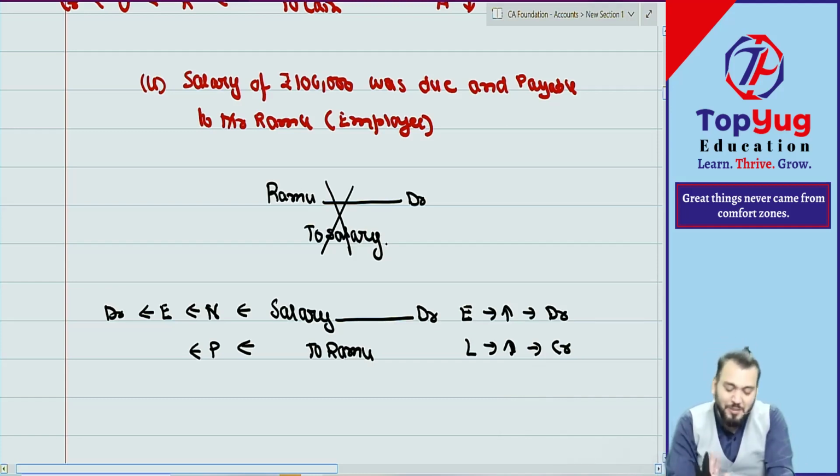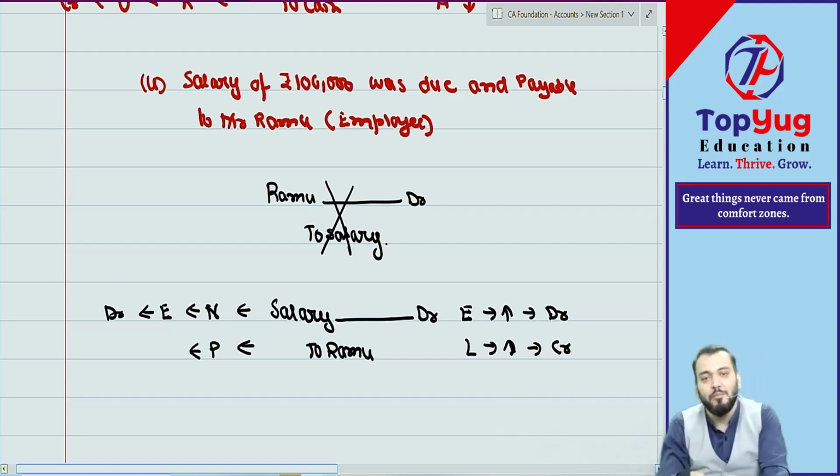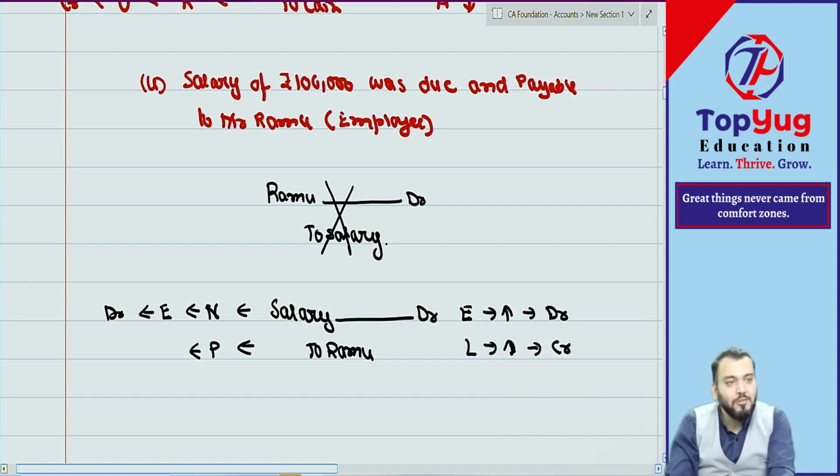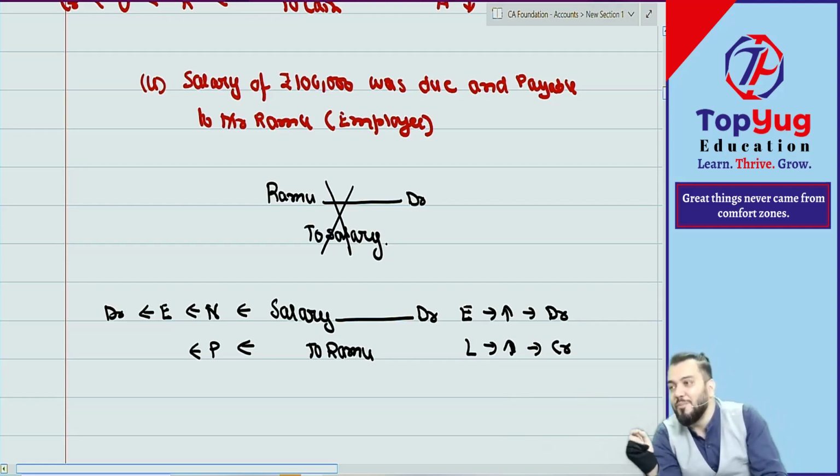Arey Baba, if one account is debited, the other will be credited. Bolo. If one account is debited, the other will be credited. Are you enjoying it? Two debits cannot happen. If one account is debited, the other will always be credited. Understood, this point.